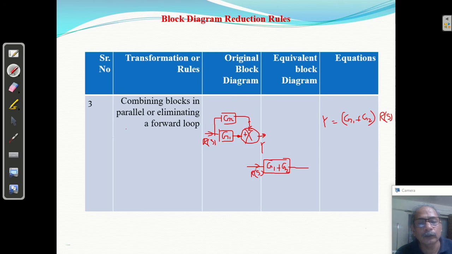Clear? And you can write Y. So Y equal to what? G1 plus G2 in brackets into R of S. So you can replace two blocks in parallel in the forward path. You can replace that. Okay. So this is the way. These are the block diagram reduction rules.